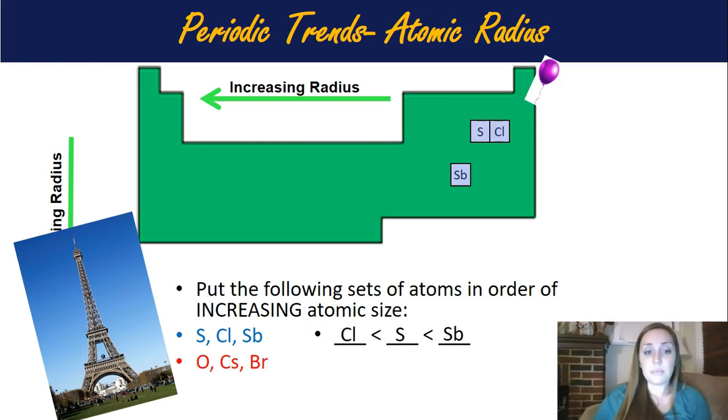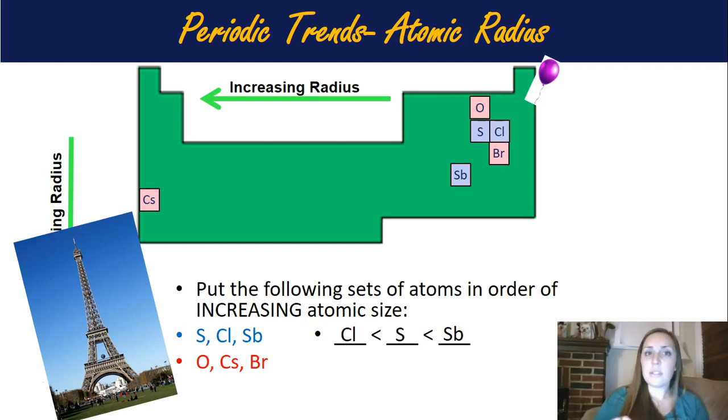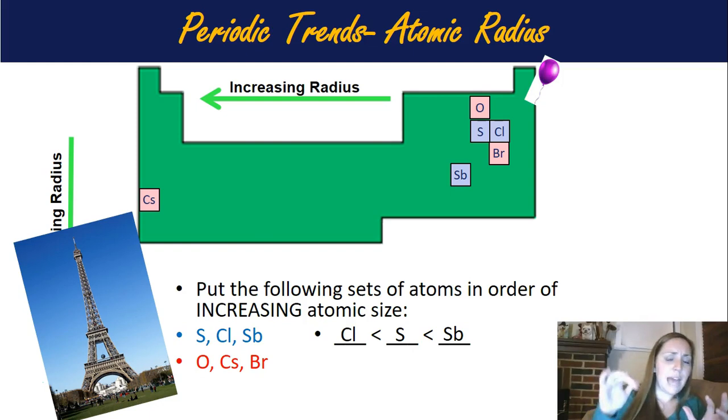Let's do another one. Oxygen, cesium, and bromine. So let's find them. Where's oxygen on your periodic table? It's right above sulfur. Cesium is in the far left side, and bromine is right under chlorine. Now this one's a little tricky because you're like, I don't know, bromine's down, but it is to the right. You've got to think about energy levels when they're that close.